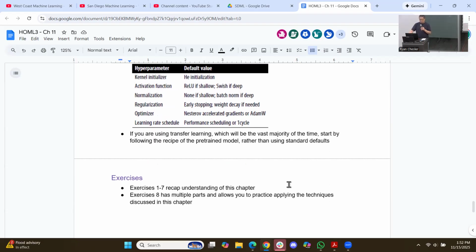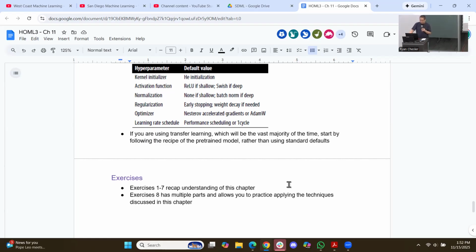Thanks for those of you who stayed late, stayed extra. The exercises, questions 1 through 7, just recap understanding this chapter. One thing we didn't talk about is you cannot initialize your weights to be all the same, because if they're all the same, then they will all get the same gradient and they'll stay the same after every step, and they'll never ever not be the same. So in case you're wondering, that's why it's always random within any given layer, within any given weight matrix.